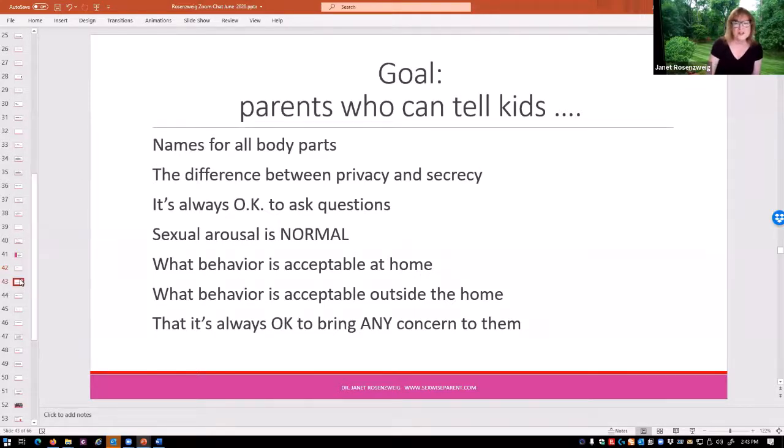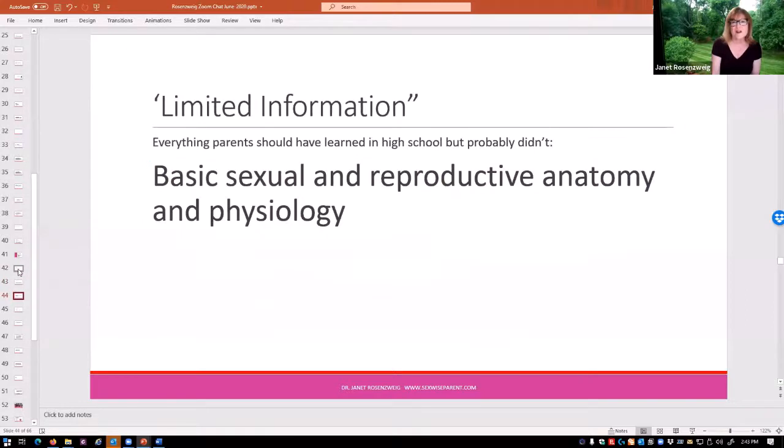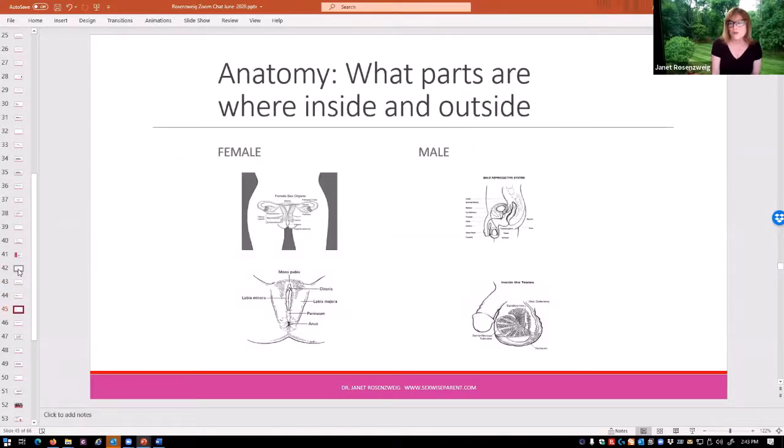So I'm going to skip through a couple of other slides because I want to make sure that we get to some COVID specific stuff in the last 15 minutes. I do want to share one of the things I recommend, which are these line drawings. You can get them at my website.